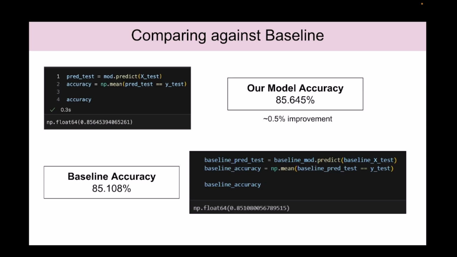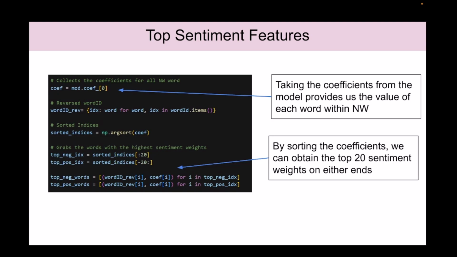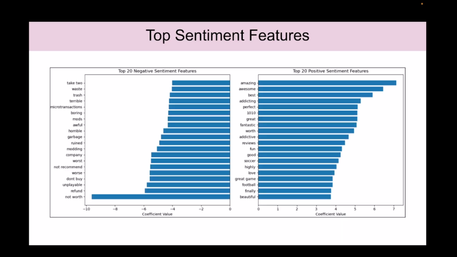Increasing the number of words did show a higher accuracy for our model, so with enough computational power and a high enough NW, we can get even better. To finish our analysis, let's take a look at which words our model thought were very important. This code simply takes the top 20 positive and negative features from the model, and we're going to be plotting them. So let's take a look.